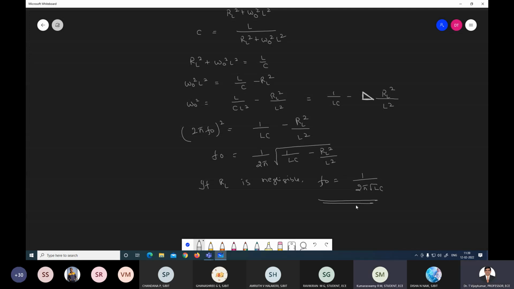Okay, this is another derivation in the parallel resonance circuit. And then you have to solve the problems in both series resonance circuit and parallel resonance circuit.